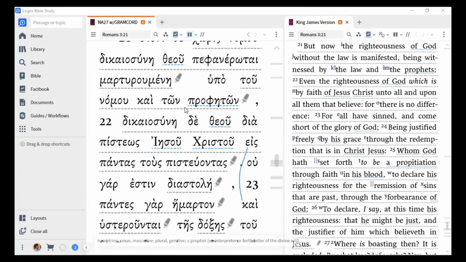Here in verse 21 de means but, and here de means for, because dikaiosyne de theou, for righteousness of God, dia means through, pisteos means the faith, Iesou Christou, of Jesus Christ. Now, the translation here is, "Even the righteousness of God, which is by faith of Jesus Christ." It is the faith of Jesus Christ. Now, the debate is here.